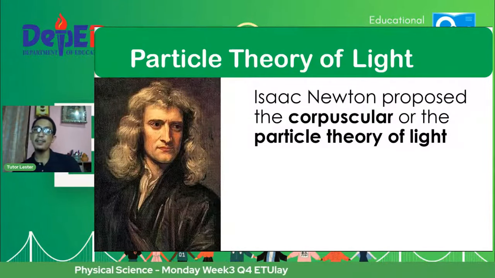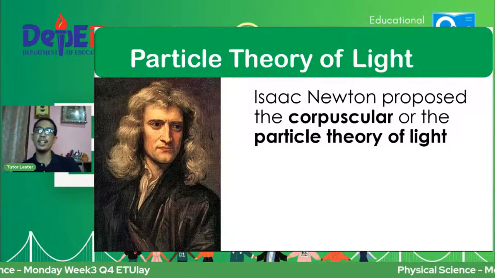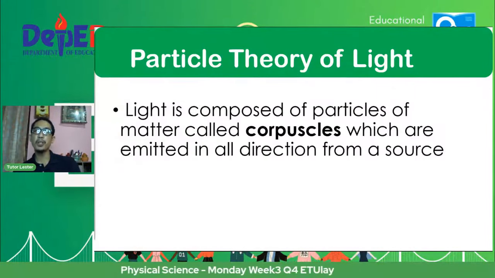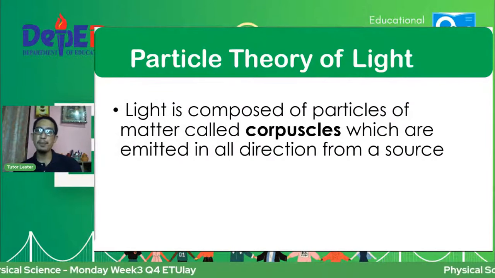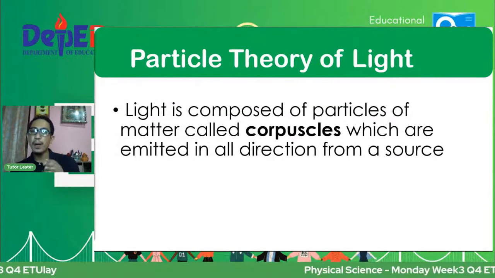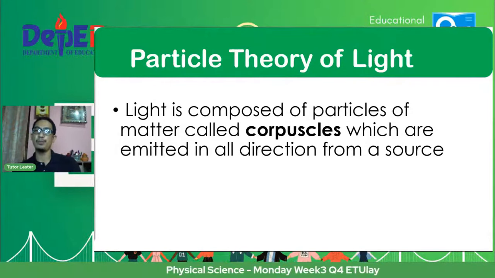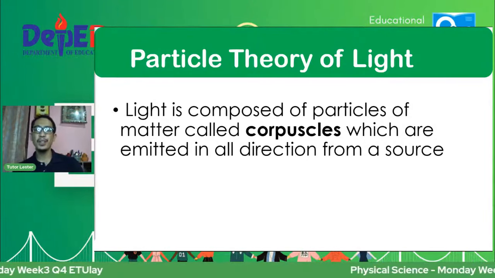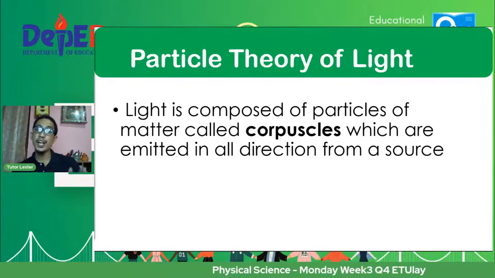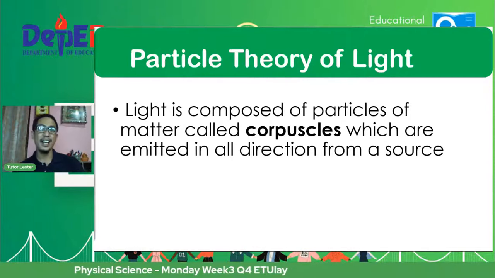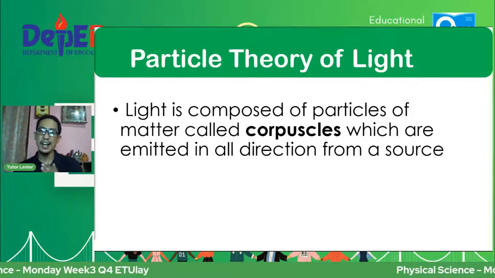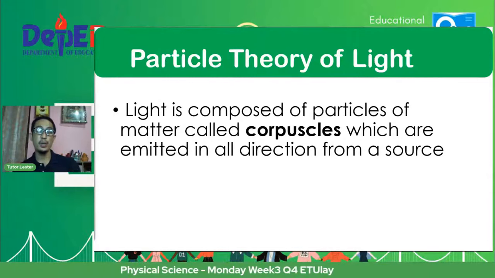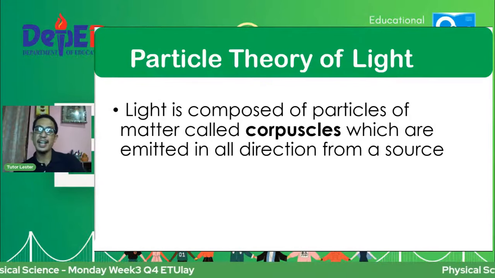So in 1675, Isaac Newton brought forward the corpuscular or the particle theory of light. So in this theory of Isaac Newton, he proposed that light are composed of particles of matter called corpuscles, which are emitted in all directions from a light source. So Newton assumed that these corpuscles travel in a straight line at high speeds. Then these corpuscles differ in size and colors and form images of objects when these corpuscles enter the eyes.